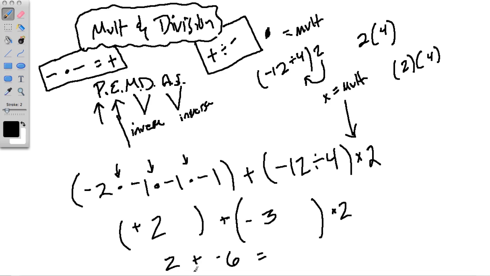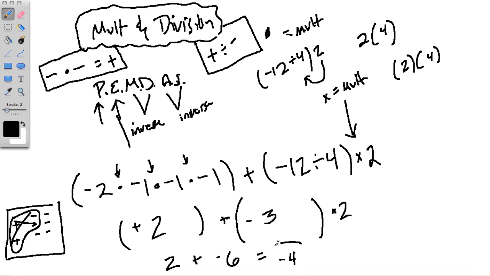To find this answer, I actually picture what I call a chipboard. So there's 2 positives and then 6 negatives. Very quickly I realized that these will cancel out. Positive, negative, that's 0. What's left over? The answer, negative 4.